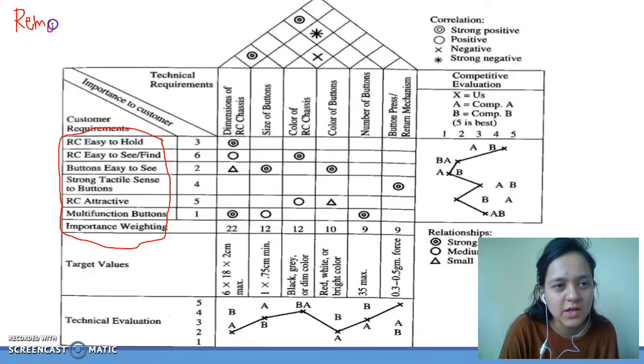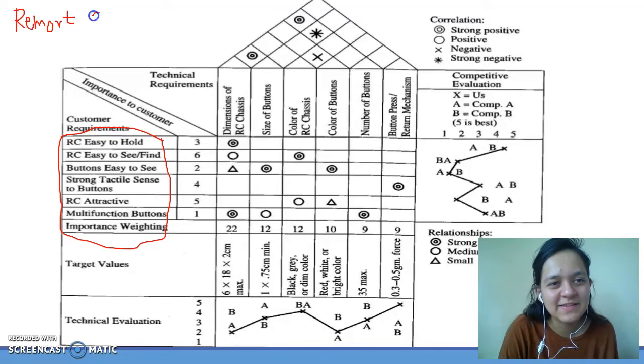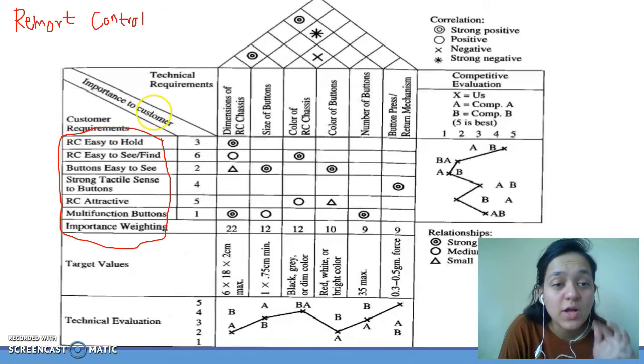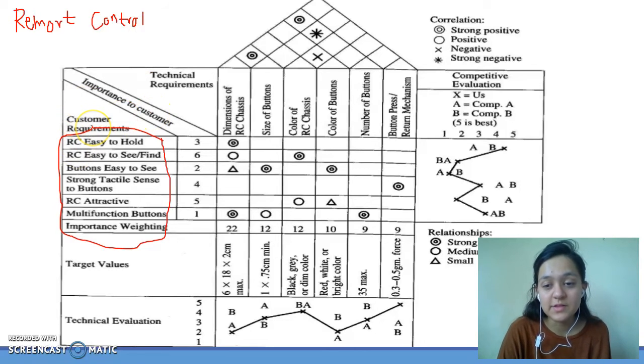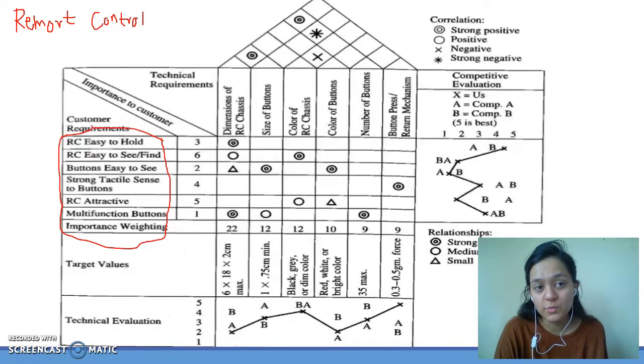We are now going to see what a customer requires in a remote controller. Excuse my writing. So let's now look at the requirements any customer is going to seek in a remote controller.